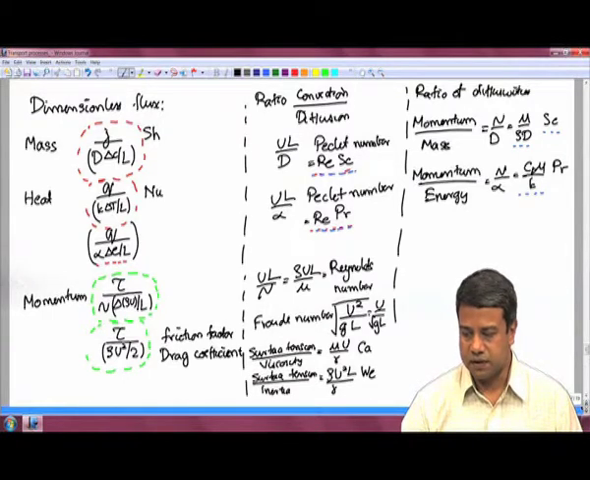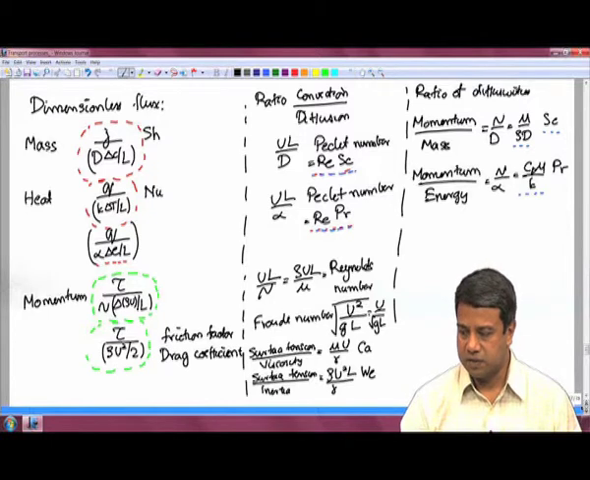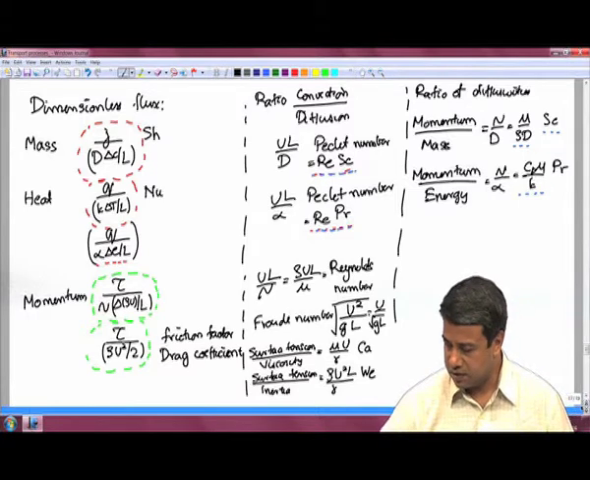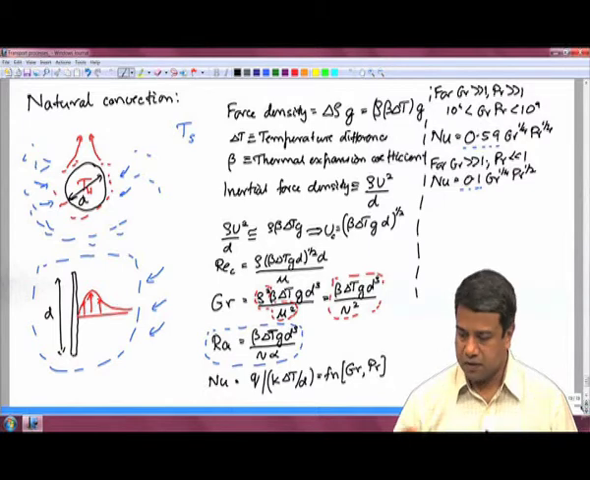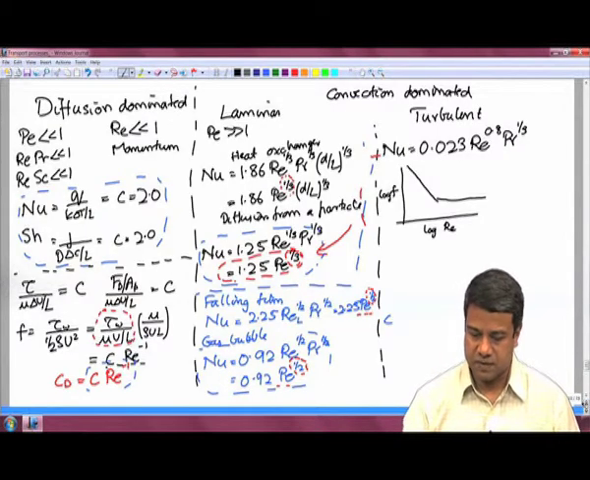There are ratios of convection and diffusion, the Peclet number for mass and heat transfer and the Reynolds number, and then there are ratios of diffusivities. Momentum by mass is the Schmidt number, momentum by heat is the Prandtl number. So, these are the broad categories of dimensionless numbers, and all the correlations that we have derived can be written in terms of these dimensionless numbers.